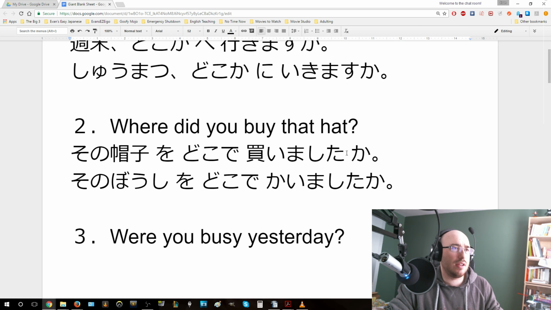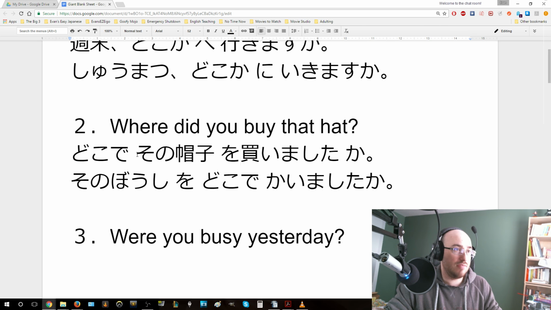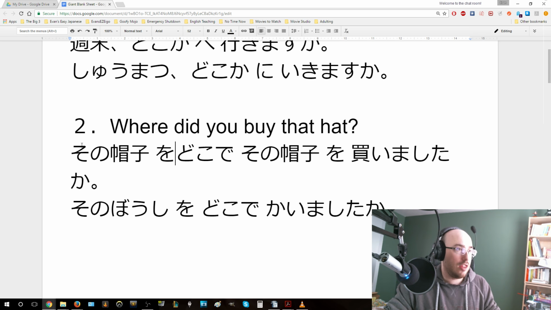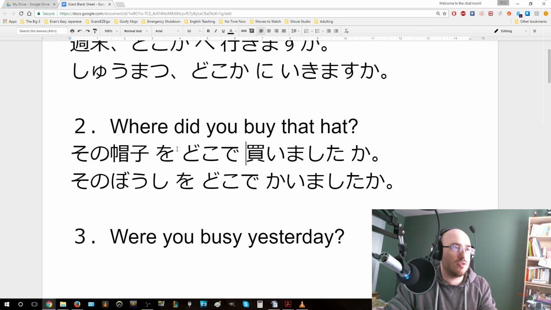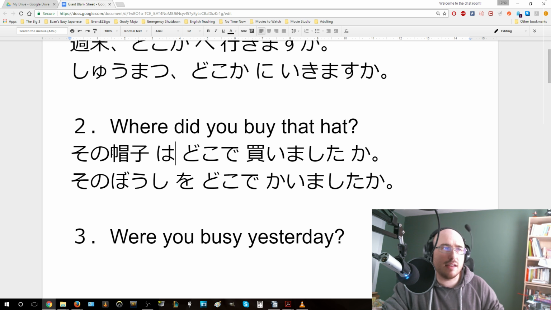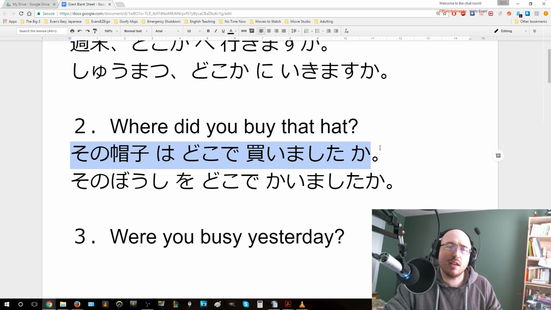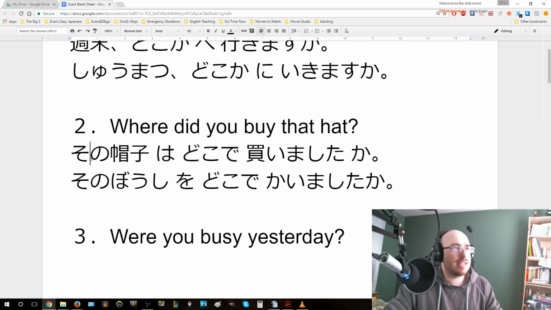Sono boshi o doko de kaimashita ka? Sono boshi could be here. It could be here. Doesn't really matter the location. If it's the wa particle though, the wa particle should be in the front. Most usually. It doesn't have to be, but most frequently. Sono boshi wa doko de kaimashita ka? Hey, that hat. Where'd you buy it? Whereas with the o particle, this sentence is much more, where did you buy that hat? This one is much more, hey, that hat. Where'd you get it? So, a little bit different styles. Same thing though. We're done with this one. We got 2 done.